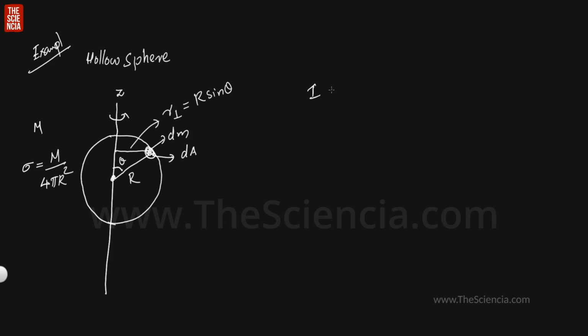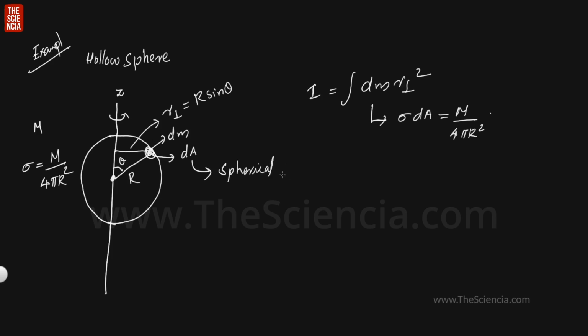Now we are going to find out the moment of inertia I, that is I is equal to integral dm r perpendicular square. So here dm is equal to sigma dA, and sigma is m by 4 pi R square, into dA. Here this dA is in spherical polar coordinates, that is in terms of r, theta, phi. We can define the area element as dA is equal to R square sin theta d theta d phi.